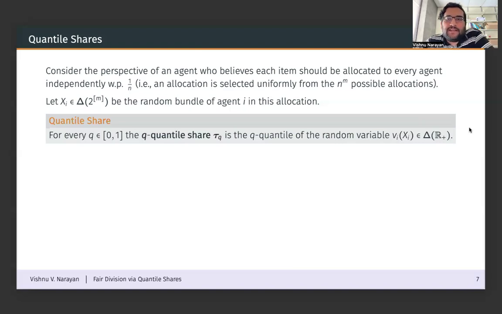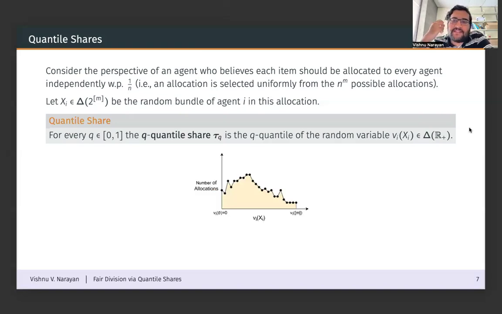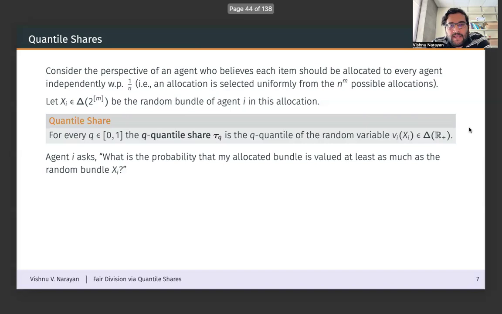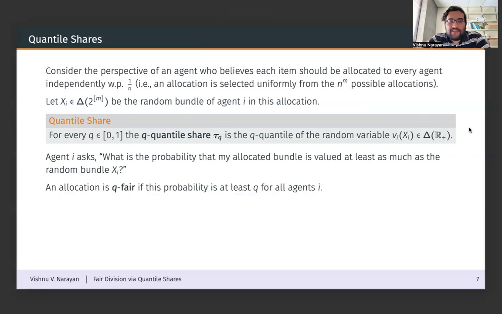So the quantile share is a parameterized share notion. For every q in [0, 1], the q quantile share tau sub q is the q quantile of the random variable vi of Xi. What does this mean? If you look at how vi of Xi is distributed, you take the value for which a q fraction of the values lie on the left, and that's the q quantile. In other words, agent i asks, what is the probability that my allocated bundle is valued at least as much as this random bundle Xi? And an allocation is q-fair if this probability is at least q for all the agents i.